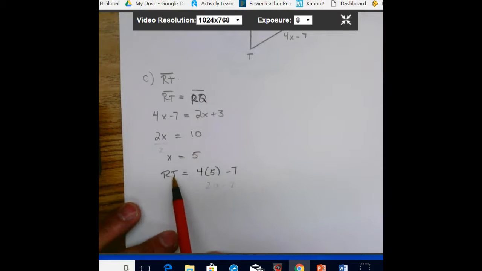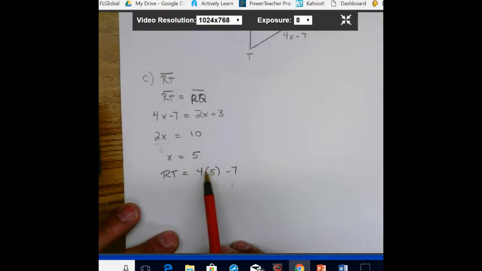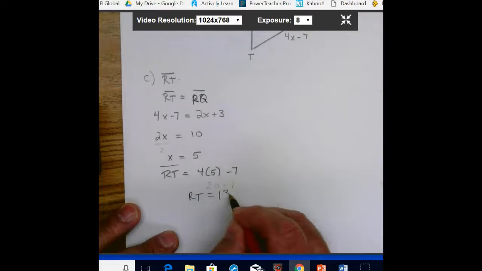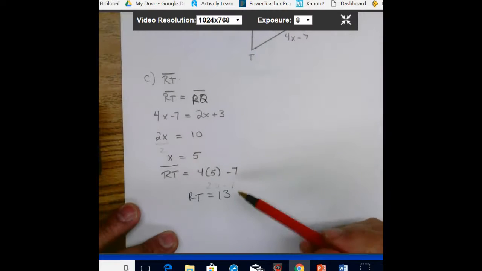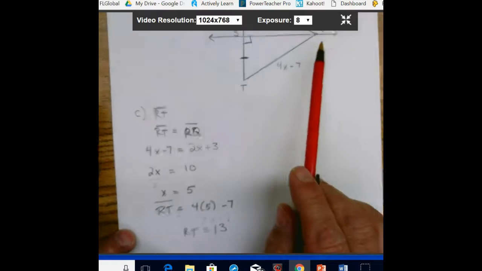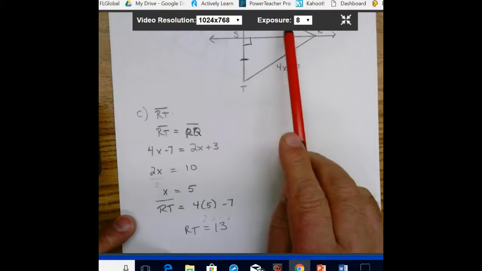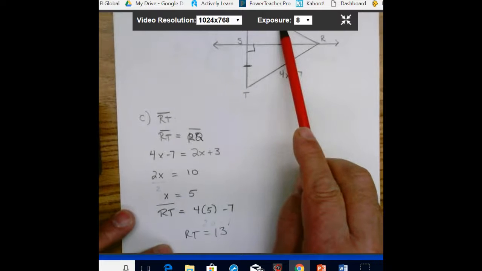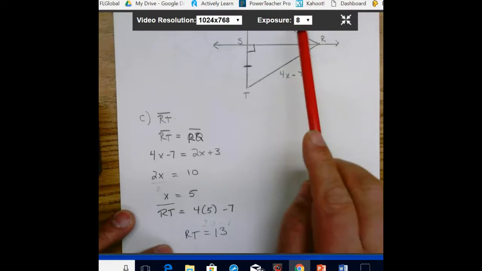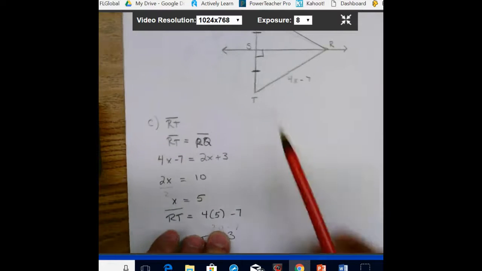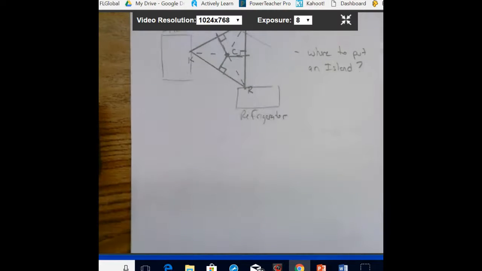We then plug in for RT, which is 4x minus 7. We plug in a 5 for the x. 20 minus 7, RT is equal to 13. And then we could see the other side should be equal to 13 as well. So if we go back up to RQ, or QR, we would plug in 5. 5 times 2 is 10, plus 3 is 13. It's also equal to 13. It fits the rule. Okay, so we know that's a perpendicular bisector.